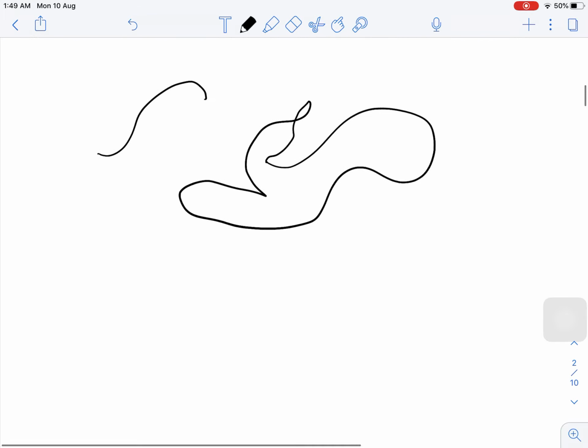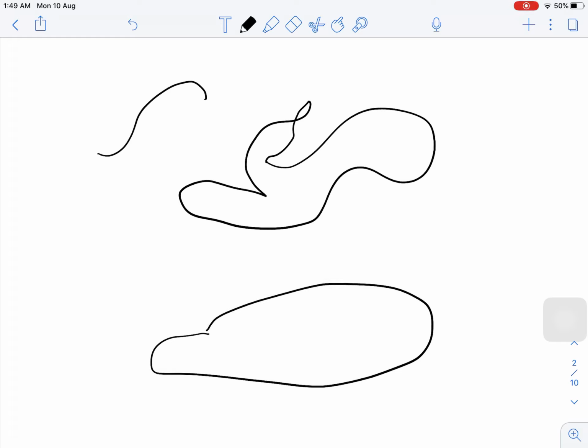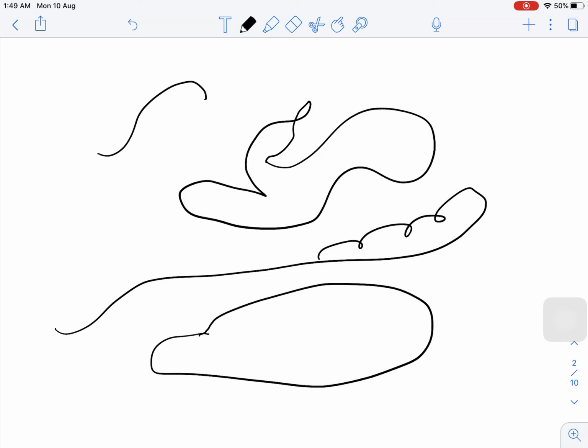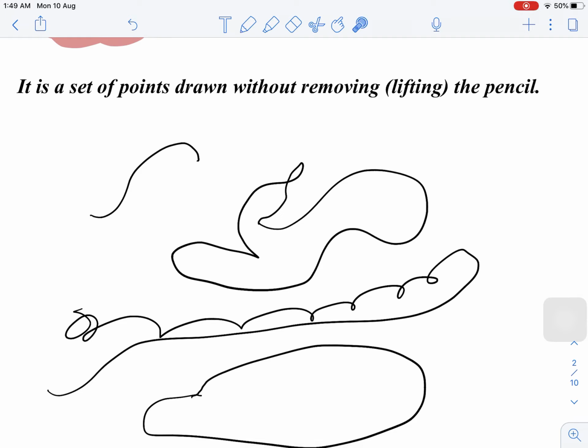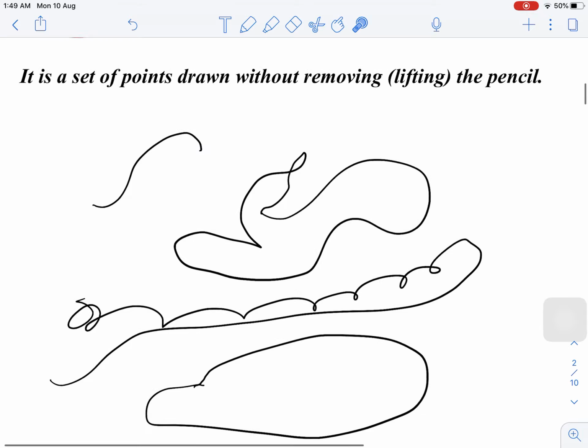Anything which you draw is what? A curve. This is also a curve. Okay, now so what is a curve? Again, let us revise it. It is a set of points drawn without removing or lifting the pencil.